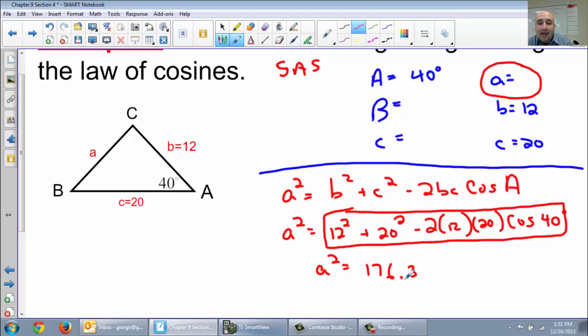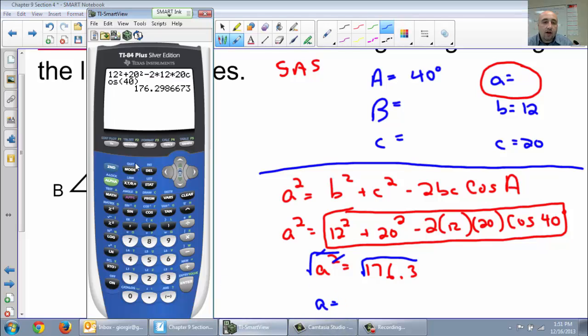I'm interested in a. So I need to square root both sides to get rid of my a squared. So the power of 2 and the square root cancel. I'm left with a is equal to. I go back to my calculator, second square root, second answer, and that means taking the square root of 176.3. Let me just type that in there.